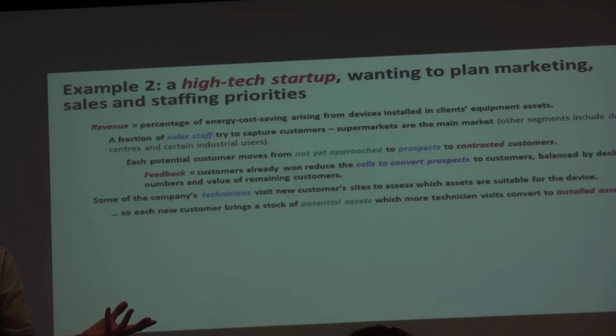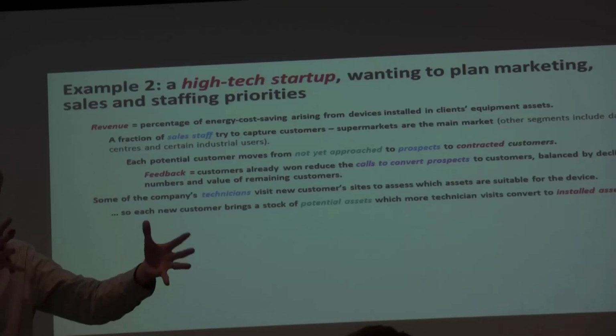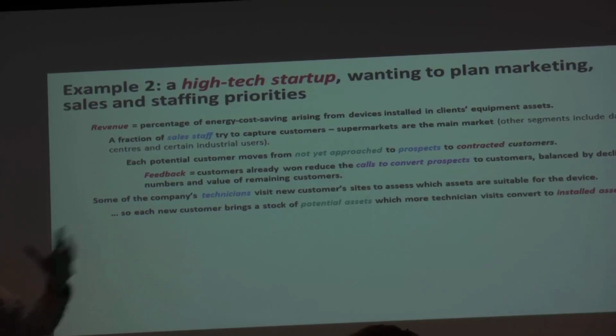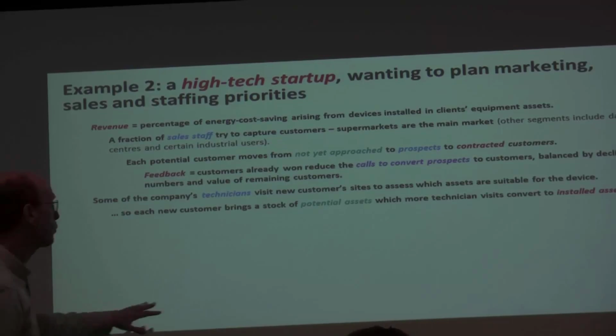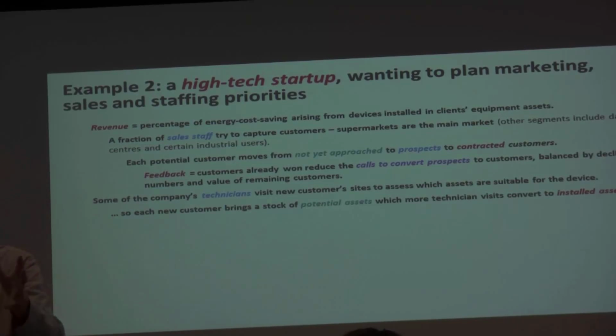Anyone know how many stores Jumbo has? Oh, there must be some Dutch people here who know how many stores Jumbo has. 200. Let's say it's got 200. Okay, so you sign up Jumbo. We've now got 200 potential stores. The technicians have said, okay, 150 of those are suitable. So those are potential assets. There are 150 potential assets that we could install our device on.